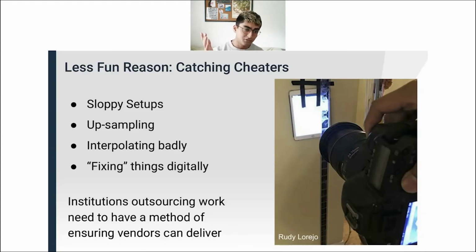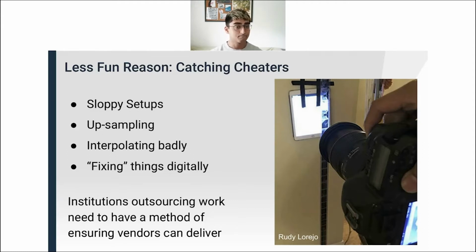The less fun reason for why we need to have standards is catching cheaters. So, they were created by the government. The government has so much stuff that they can't possibly image it all in-house, and they need a way of ensuring that the quality of the images that are created by contractors is actually good. This is an incredible image from one of our former employees, Rudy Lorejo, who hopefully some of you know. He graciously gave me permission to use this image.